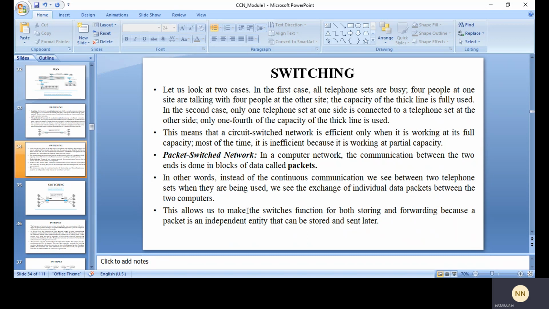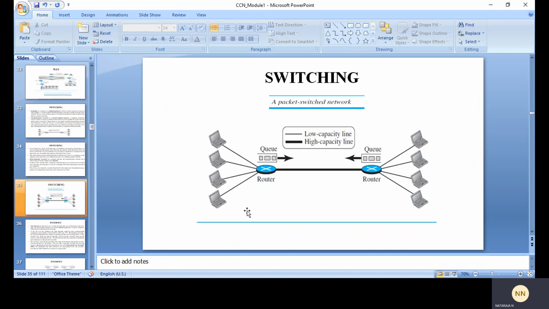In other words, instead of the continuous communication we see between two telephone sets when they are being used, we see the exchange of individual data packets between the two computers. This allows the switches to function for both storing and forwarding, because a packet is an independent entity that can be stored and sent later. That is the main point. See here, this is the switching with respect to a packet switched network.